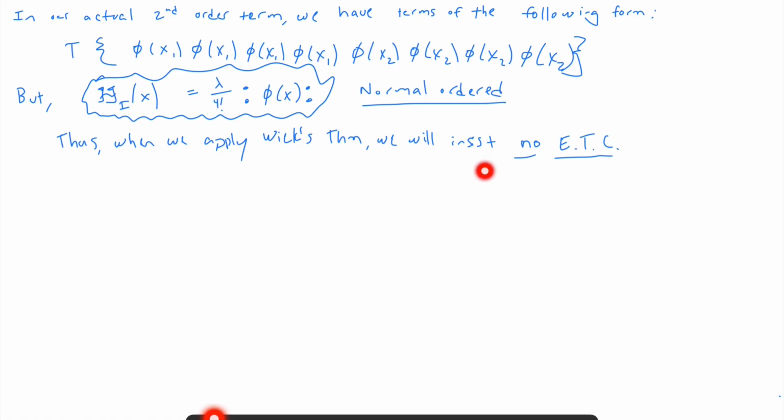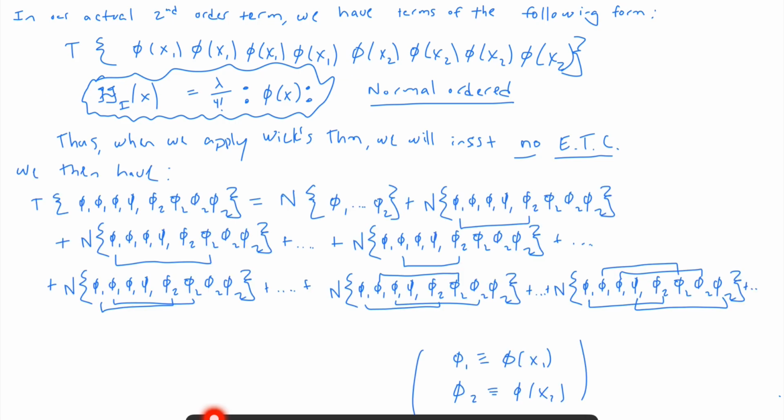Now, because we have a normal ordered thing, just remember no ETCs. You could just think of that as Wick's theorem. The subtle justification is that we have normal ordering. That's why we're insisting on using no ETCs. That's the correct way of using Wick's theorem in that scenario. So let's apply Wick's theorem to this expression over here.